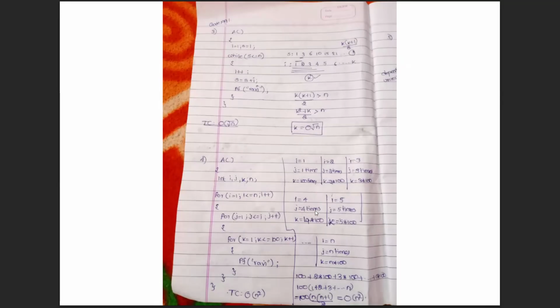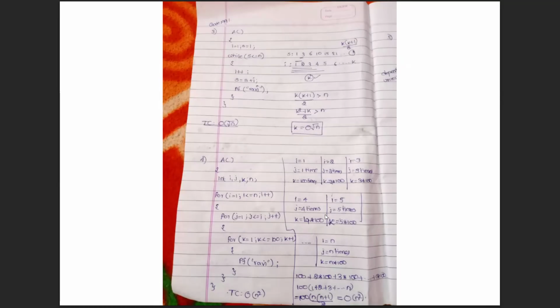Like that, whenever you take the i value 4 and j value 4, the k value becomes 4 into 100. i value equal to 5 and j value equal to 5, k value becomes 5 into 100. Like that, you take i equal to n and j equal to n, k value will run up to n into 100 times.